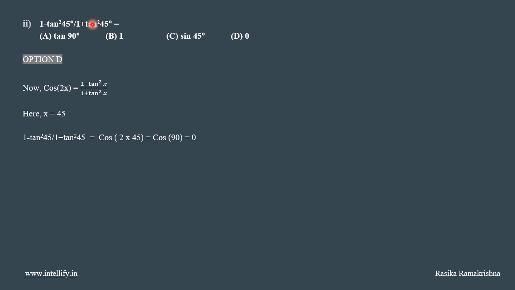But if the basic substitution didn't strike you in the first go, there is another, probably longer way of looking at it. So we know that cos 2x is 1 minus tan square x by 1 plus tan square x. So in this case, we'll have x to be 45. Therefore, we have 1 minus tan square 45 by 1 plus tan square 45 to be cos of 2 times 45, which is nothing but cos 90, which is equal to 0.